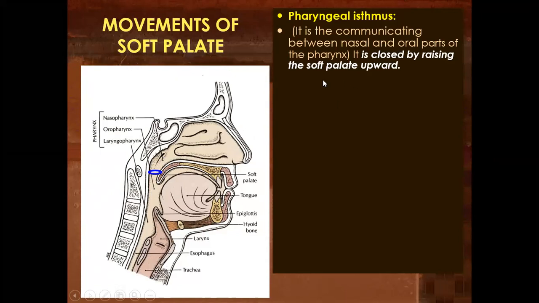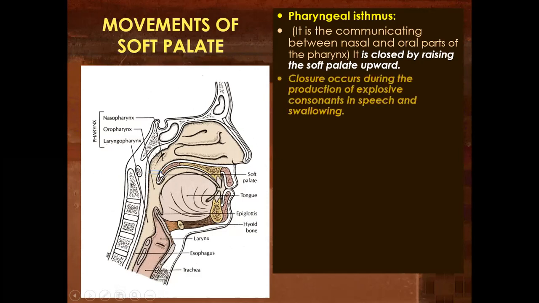It is closed by raising the soft palate upwards. Whenever the person says ah, this soft palate will go and touch the wall, and it closes this opening, the pharyngeal isthmus. If the soft palate is intact, with no damage to any nerves or muscles, then it will go and touch the wall, and this opening will totally close.